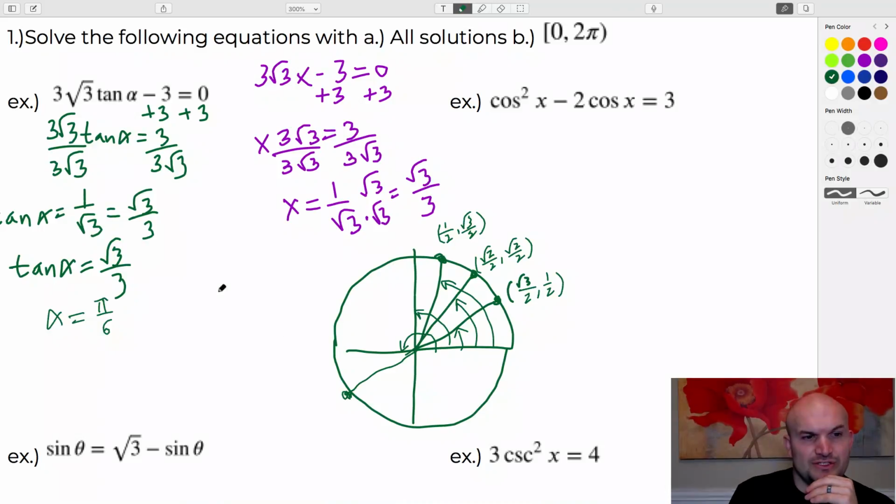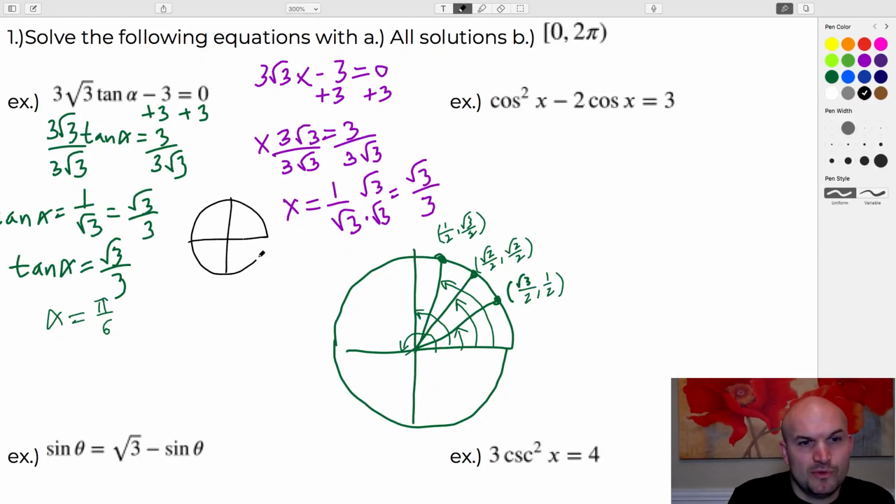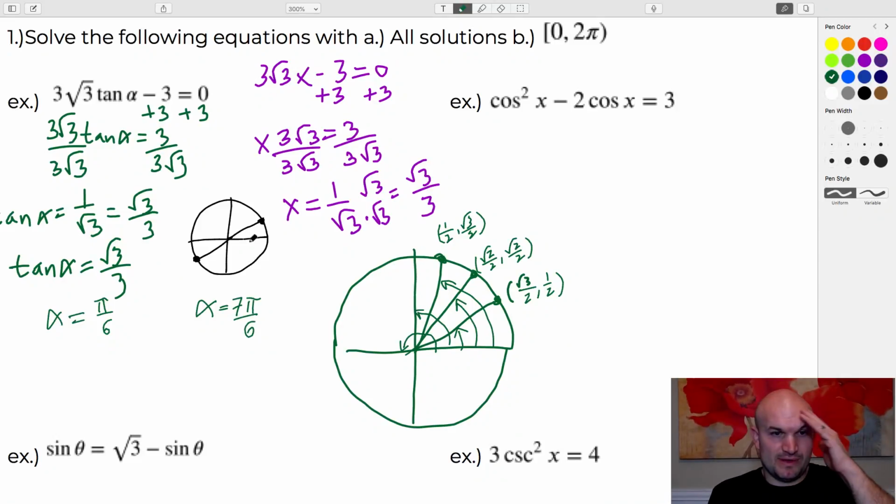Let me draw this over here. We want to keep that. But let's draw what this triangle is, because this is kind of important to see. So we have our one angle, pi over 6, and then we have another angle over here, which is going to be 7 pi over 6. So we have pi over 6, and then we have 7 pi over 6.